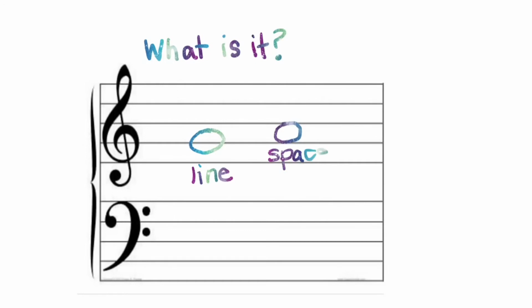And now we need to think, if this moves from line to space, it's moving from one thing to a different thing. Is that a step or a skip? Yep, it's a step. Let's erase this one and take a look at another one together.